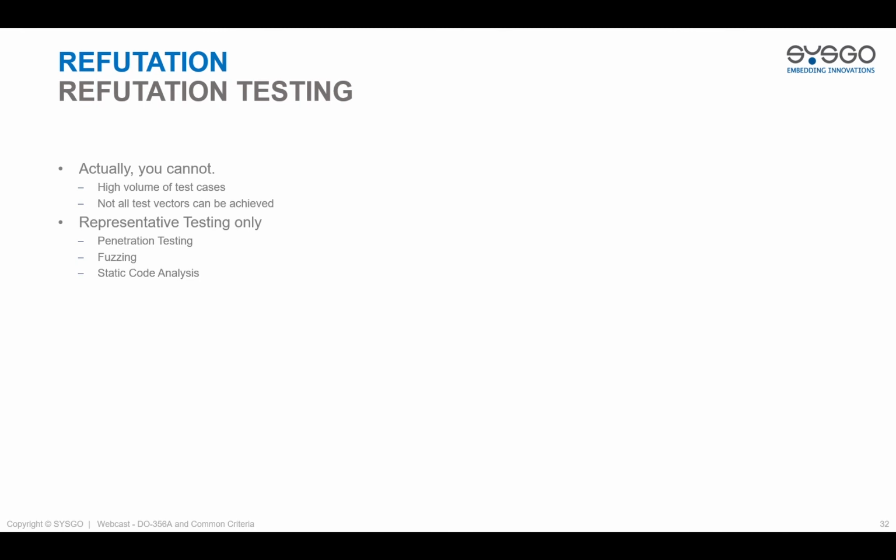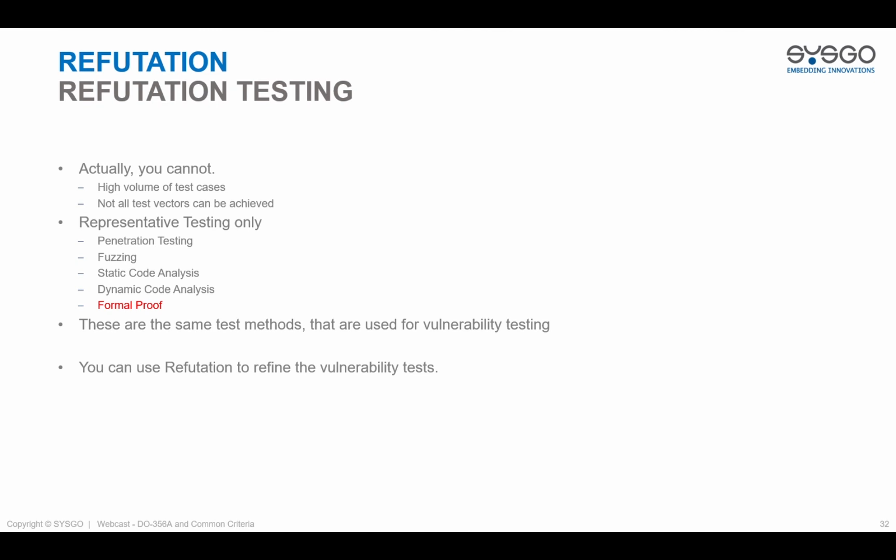You can do static code analysis. You can do dynamic code analysis. Formal proof would also be possible, but we all know that a complete verification is a whole lot of effort and you can do it only for very small systems. These are the same test methods that are used for vulnerability testing. That means we can understand refutation analysis as some kind of analysis and refinement of the vulnerability tests, and these are covered by Common Criteria classes.